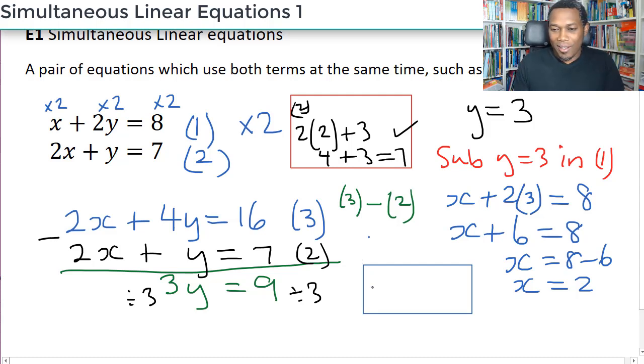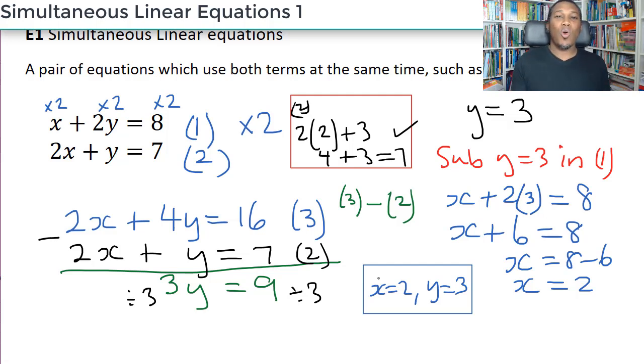You just write in x equals 2, y equals 3. You just want to make that clear. Okay, so that's how you do this. That's how you do this thing called simultaneous equations. That's how you go into your GCSE exam if you're doing UK GCSEs, and that's how you get 3 marks.